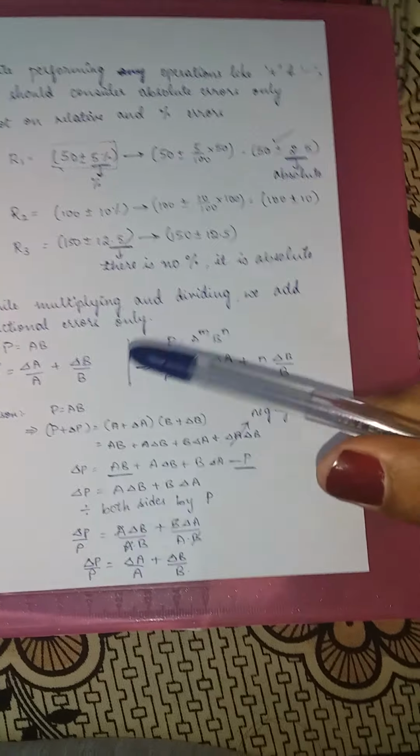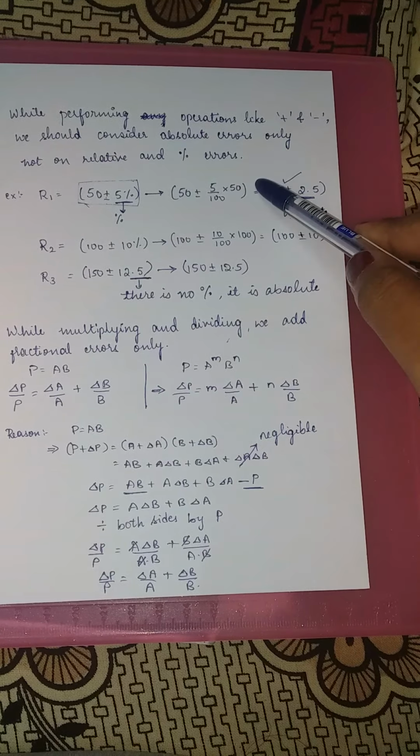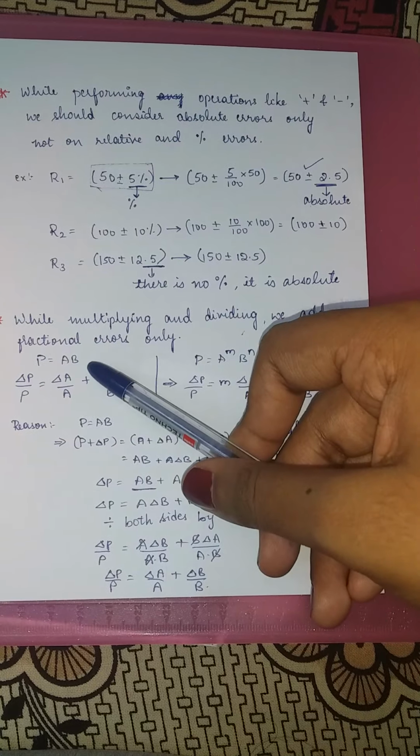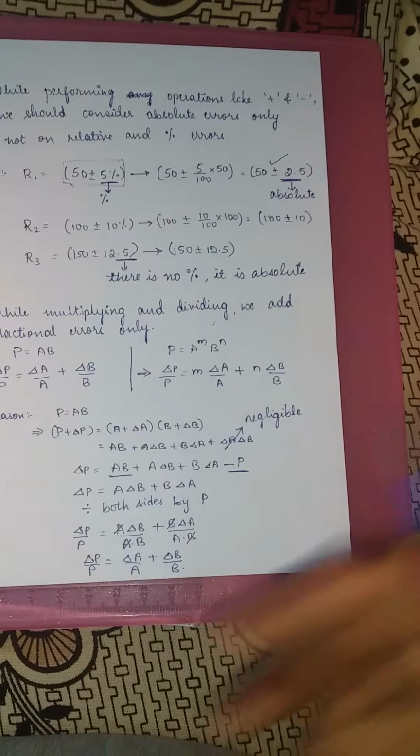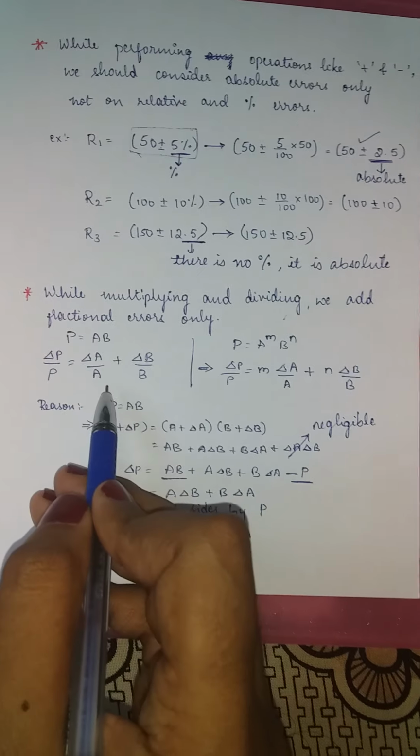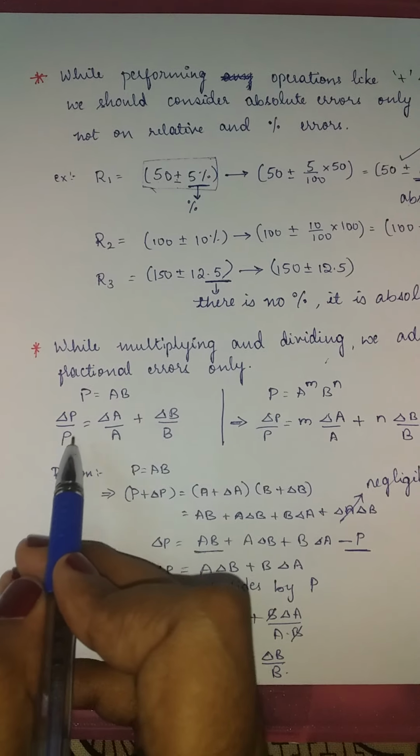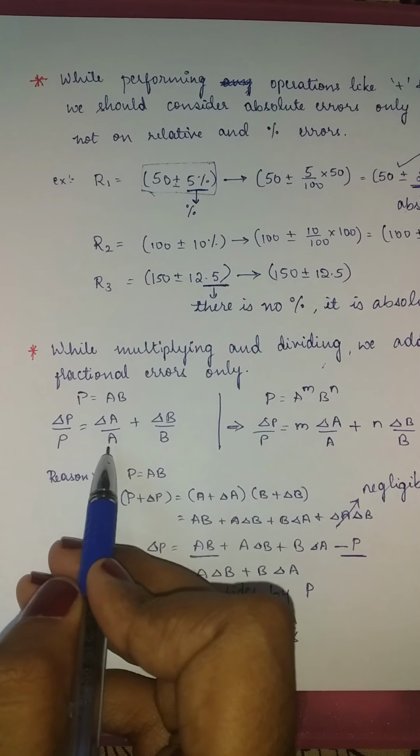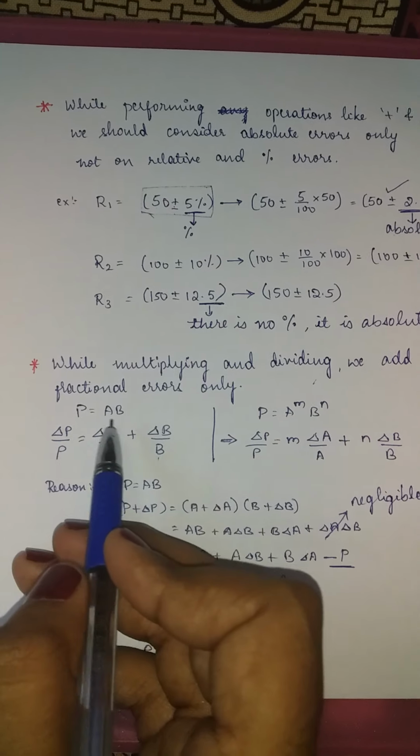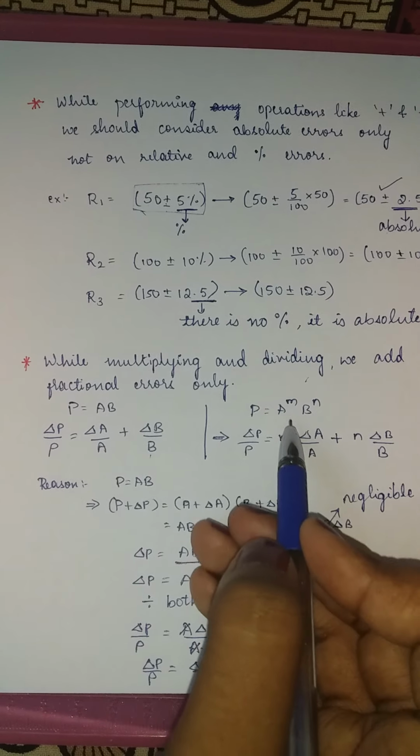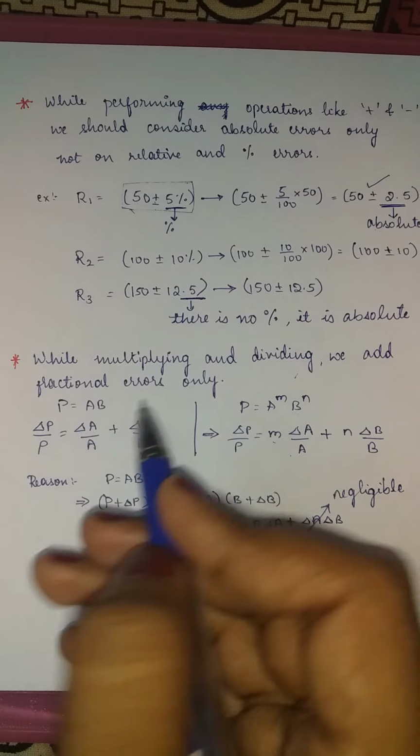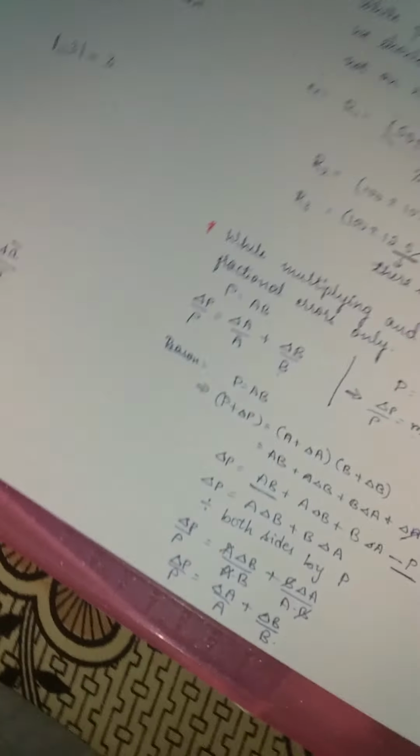So this is about plus or minus, that is, addition and subtraction operations. Coming to multiplication or division, I have taken an example of P equals A into B, and this is the error equation that you are going to take. That is, fractional error of P equals fractional error of A plus fractional error of B. The same thing, if there are any powers, then it will be the power value times the fractional error values.